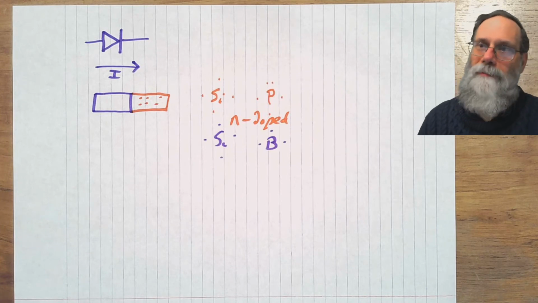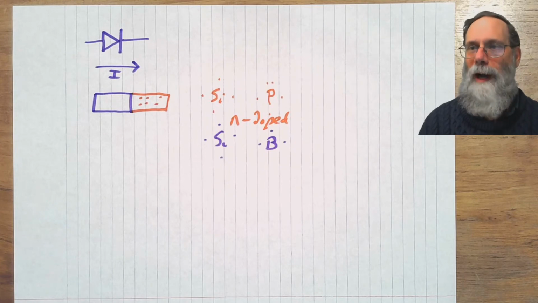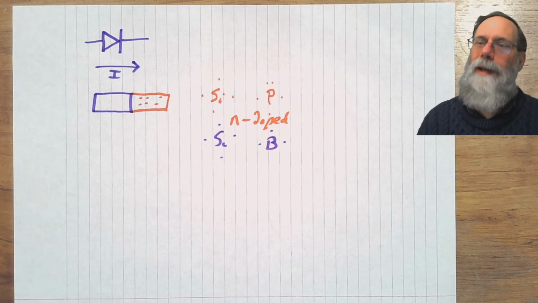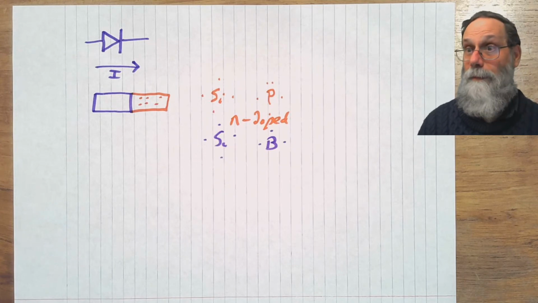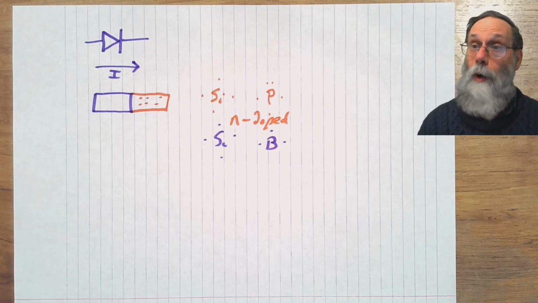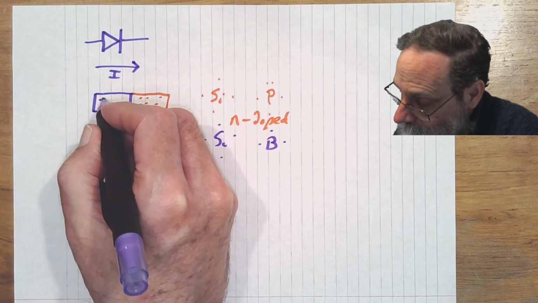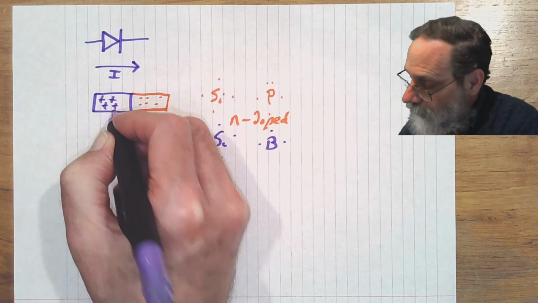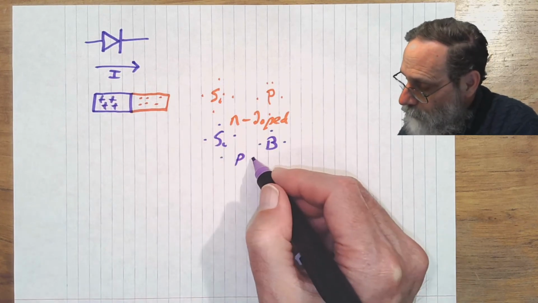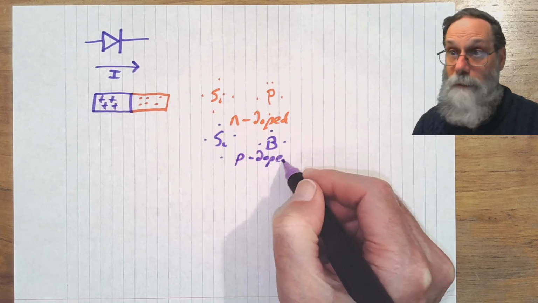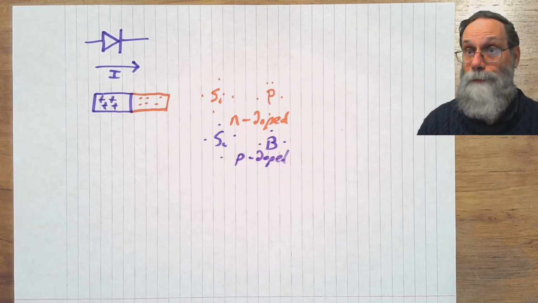So the hole is what you can think of as moving around. It's actually electrons moving, leaving a hole behind them. But it's easier to think in terms of the hole moving, and so that's what we do. And this sort of semiconductor is referred to as p-doped, because it has positive charge carriers, the holes.